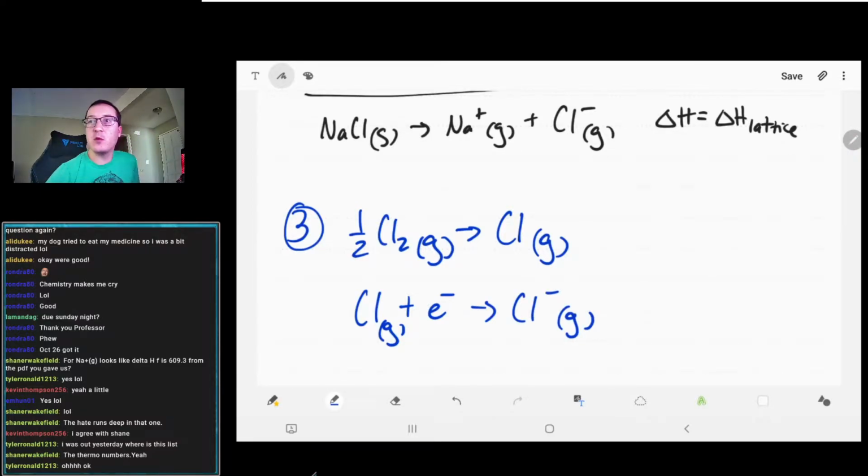So we technically have the first one on the table. We have a delta HF for chlorine singly, and that one is 121.7 kilojoules. The other one, as we can see, is the electron affinity.